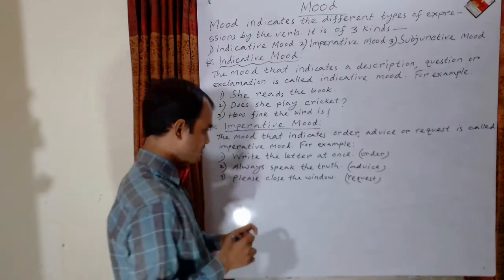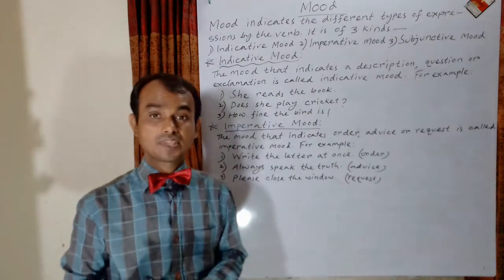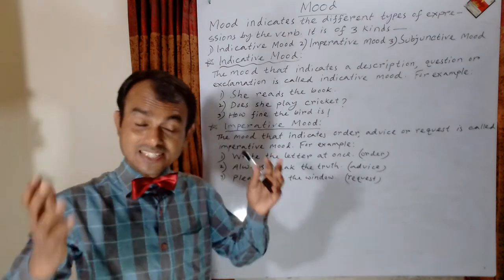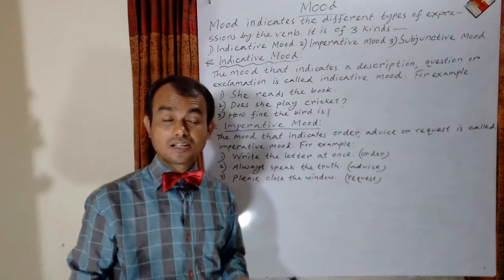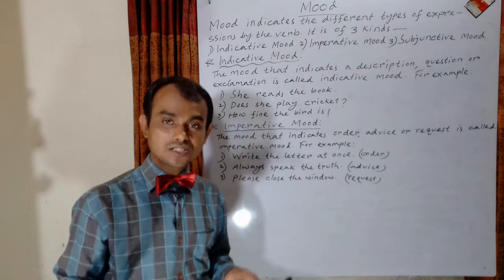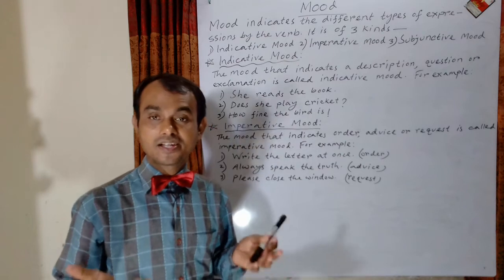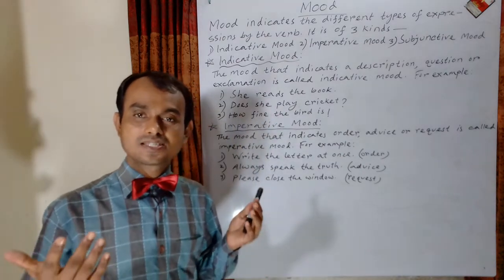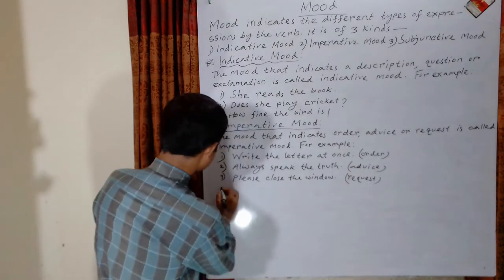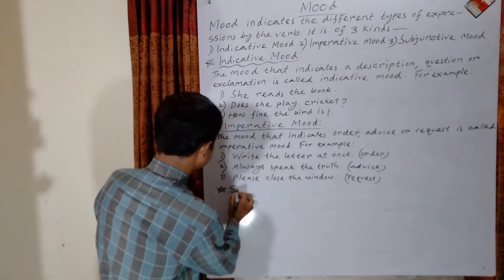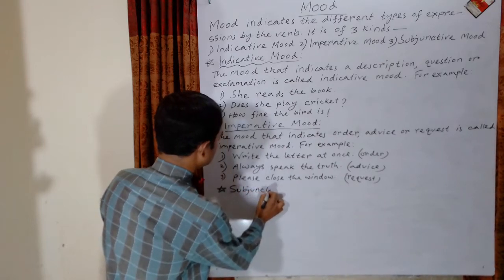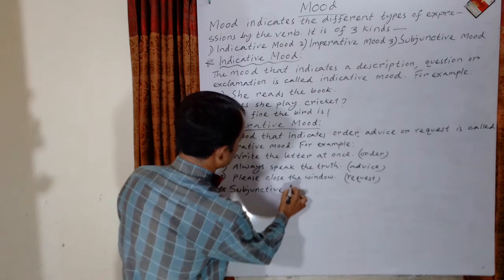Dear students, the last mood, subjunctive mood. What is subjunctive mood? The mood that indicates purpose, conditions, prayer, desire, etc. is called subjunctive mood. For example, let me write on the whiteboard. Subjunctive mood.